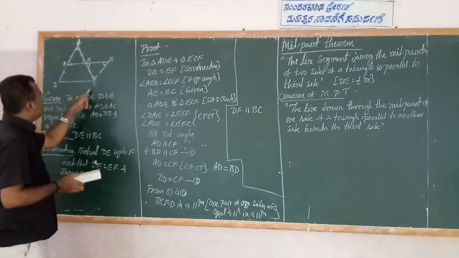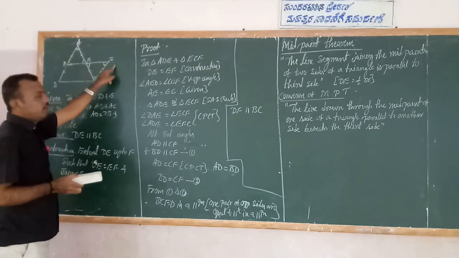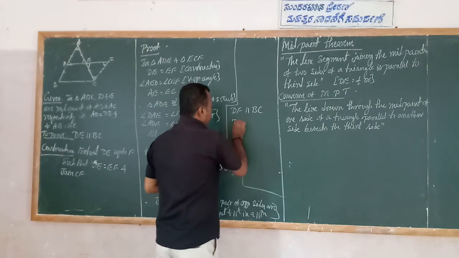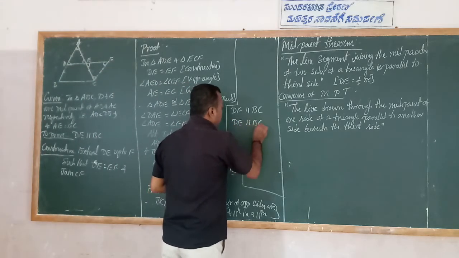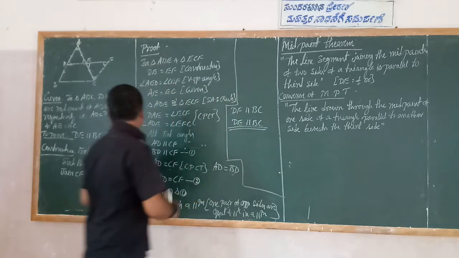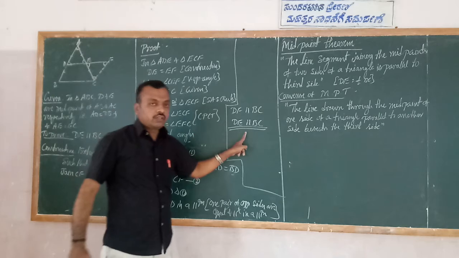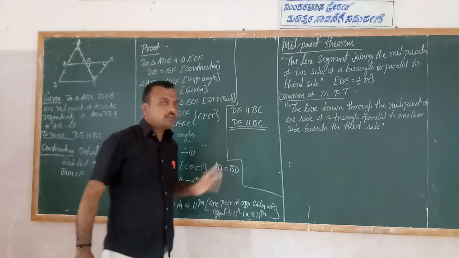DE is parallel to BC because DE lies on DF. Therefore, DE is also parallel to BC. Hence the proof. That's all. DE is parallel to BC. You want to prove it. So I already proved it. Okay, understood? So like this you want to prove it.